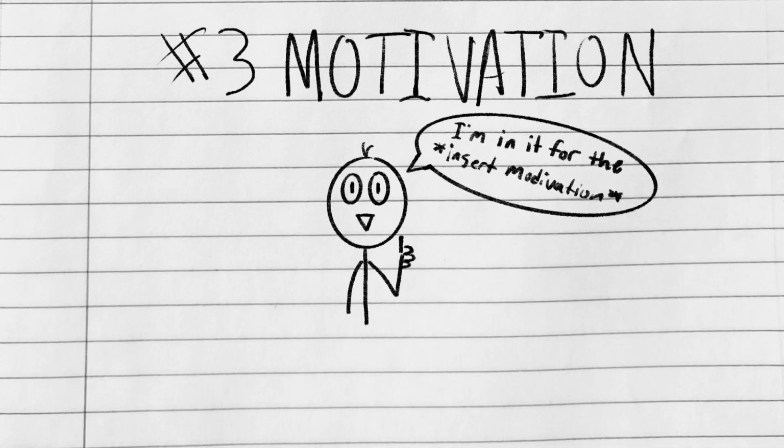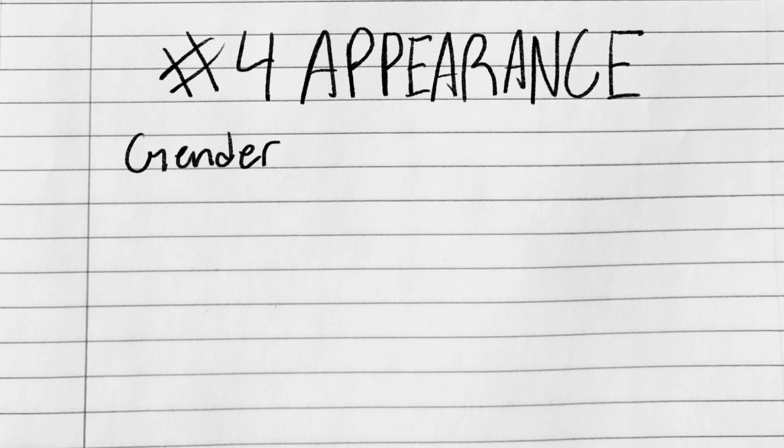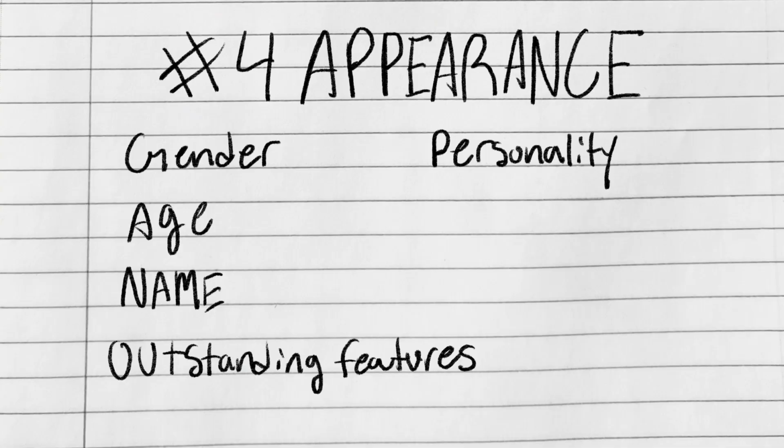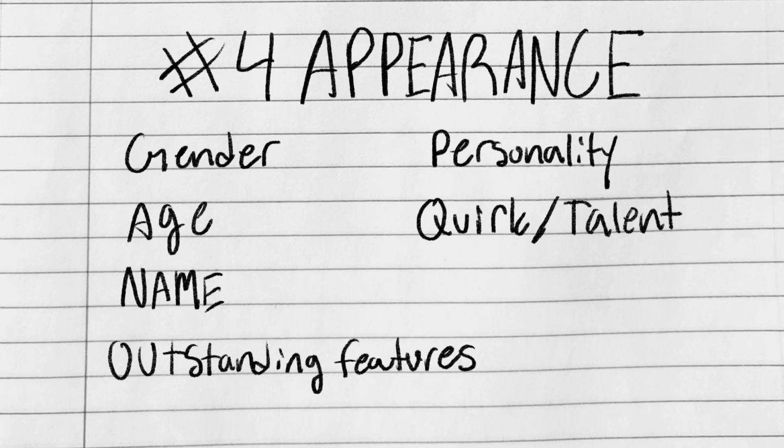Their motivation. For their appearance, it's not as extensive a list as you would use for your main character, because we don't need that. So it's just the highlights: the gender, age, name, and outstanding features, which would include their dress or a scar, something that really pops that you can reference when you're talking about that character. Then we have their personality, their quirk or talent, something they're good at, and their weakness. Again, it's not as extensive, but we don't need that.